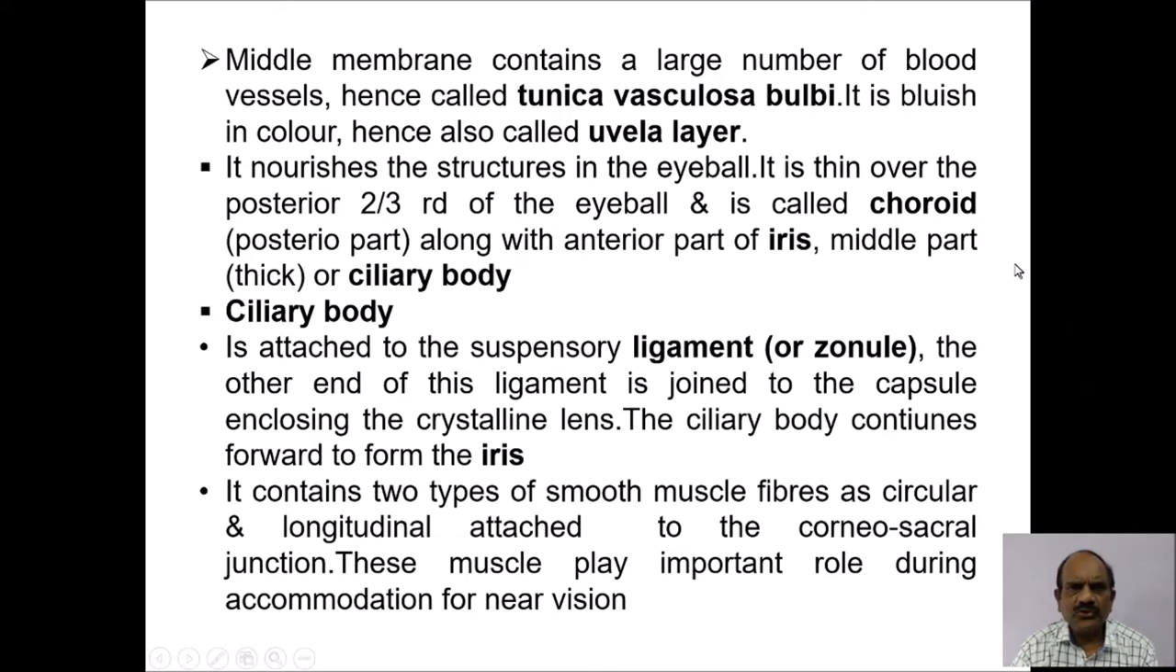It is thin over the posterior two-thirds of the eyeball and is called the choroid, that is the posterior part, along with its anterior part that we have just seen, which forms the iris, and the middle part, which is a thick portion called the ciliary body. The ciliary body is attached to the suspensory ligament, or what we call the zonule. The other end of this ligament is joined to the capsule enclosing the crystalline lens. The ciliary body continues forward to form the iris.